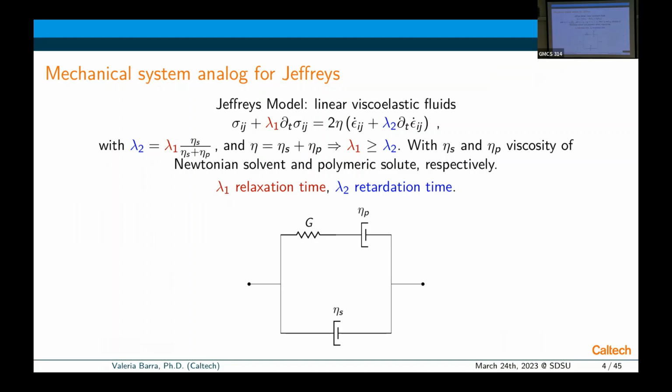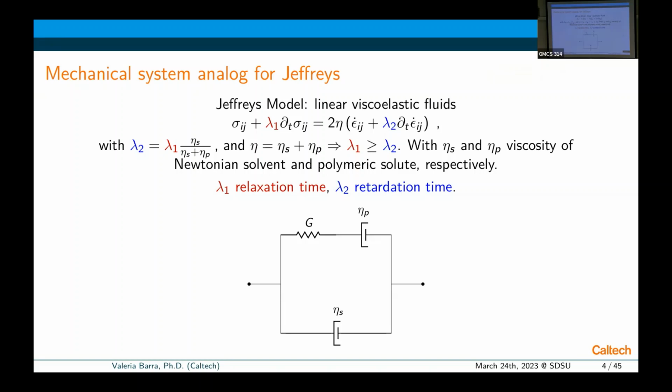Why do we have two dashpots in this system? Because usually these polymeric liquids are compound and they're made via a Newtonian solvent and a polymeric solute. So we now have two viscosity coefficients. One is the one for the solvent and the other one is for the polymeric solute. So this is what the constitutive relationship looks like.